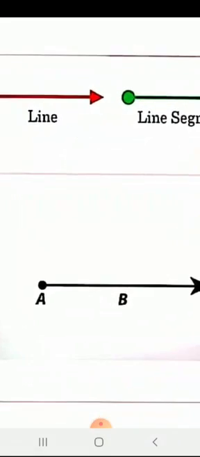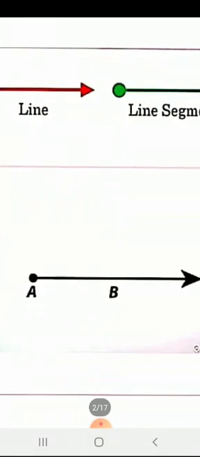Now see ray. Have you seen the picture of a ray here? See the one for letter A, it is with a dot, and the other direction is shown with the arrow. That means it has one end point. It has the starting point. The other end it can extend indefinitely. But here line segment and ray are also parts of a line. But the line segment has 2 endpoints and a ray has only one endpoint.